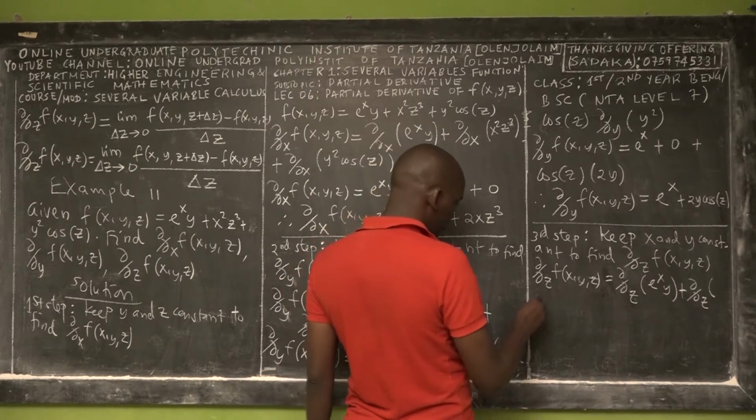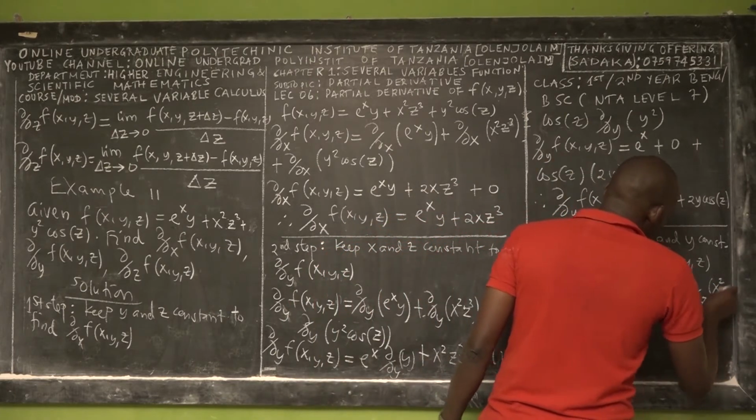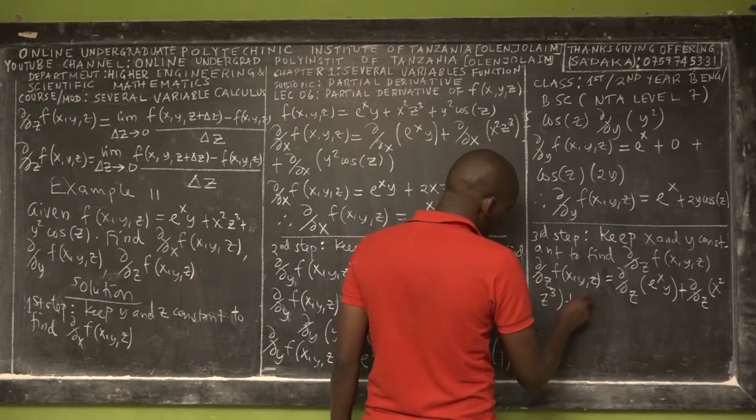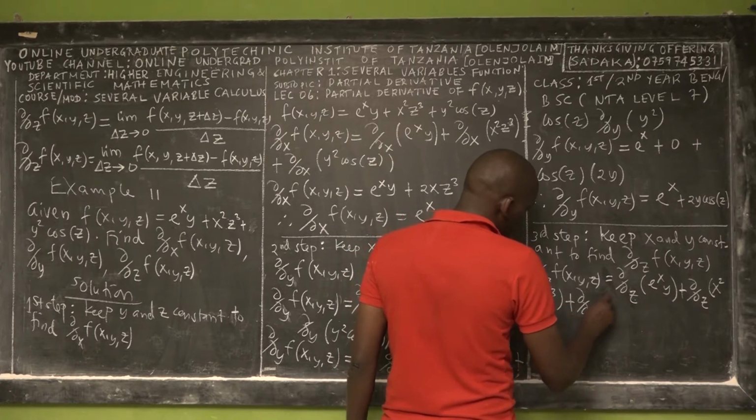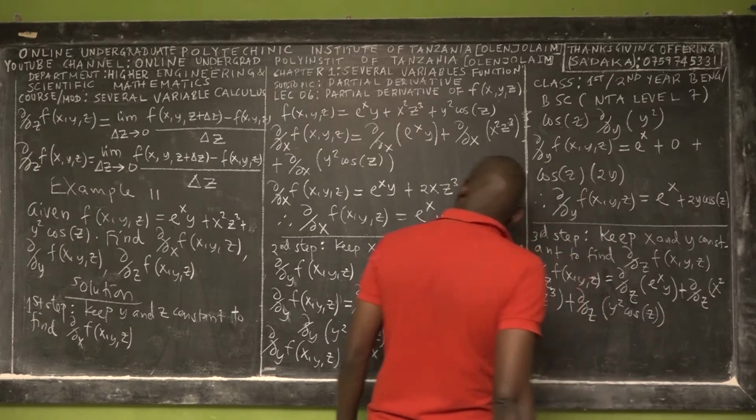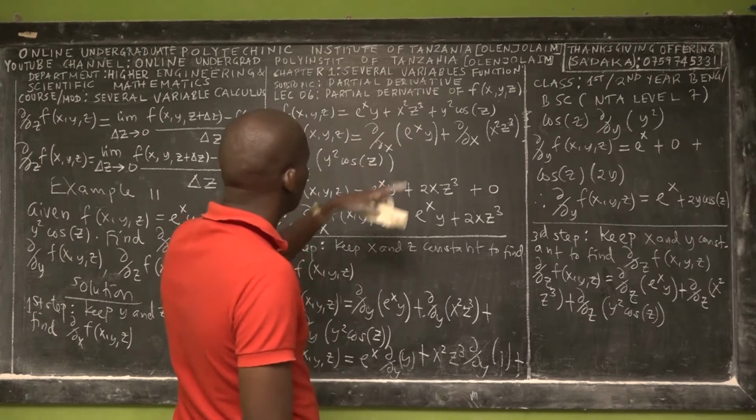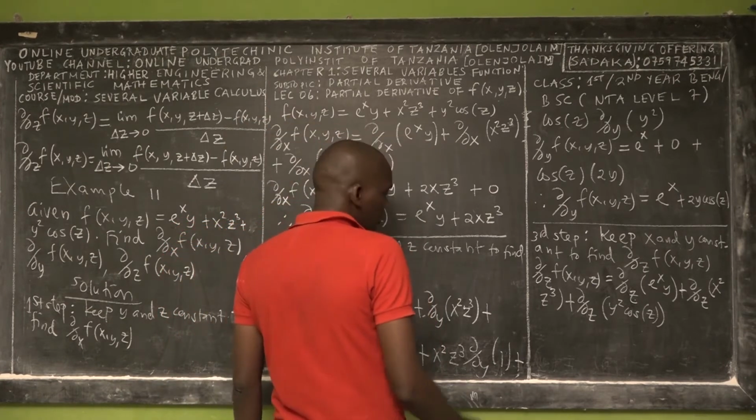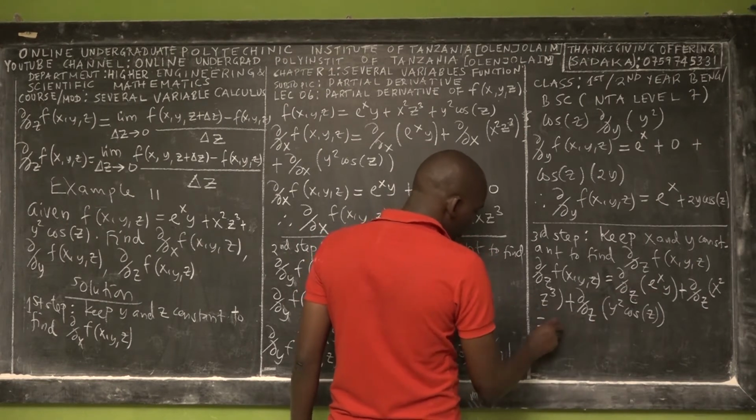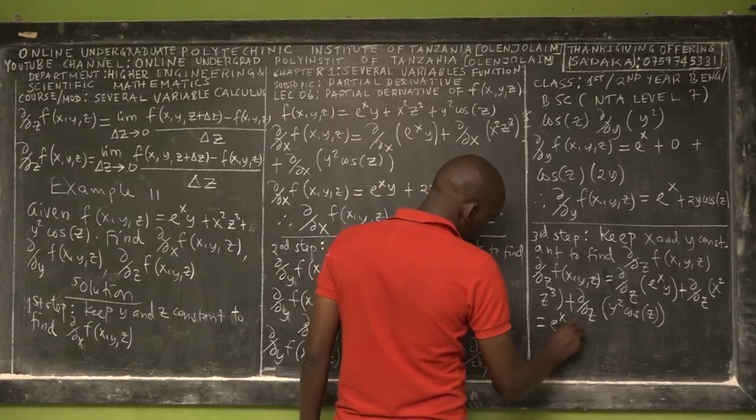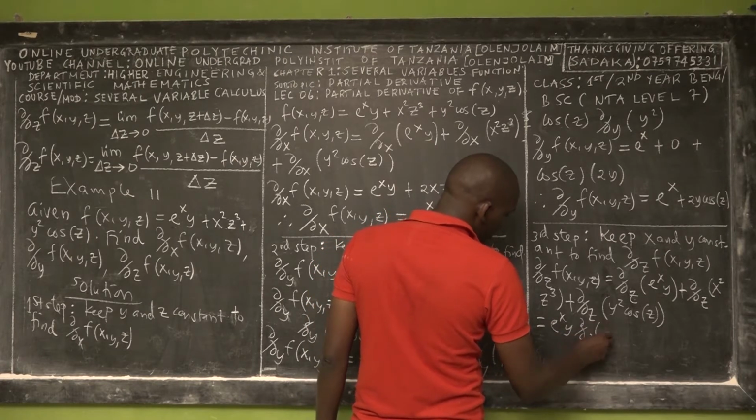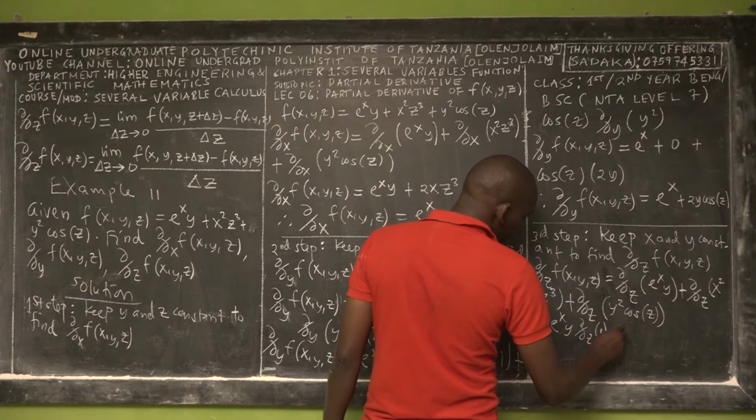x squared times z cubed. Then plus the partial derivative with respect to z of y squared cos of z. Right? Yes, okay, fine. So then we say that this is equal to what? So this is constant, e to the x y, we kept it constant. Then we differentiate 1 with respect to z.